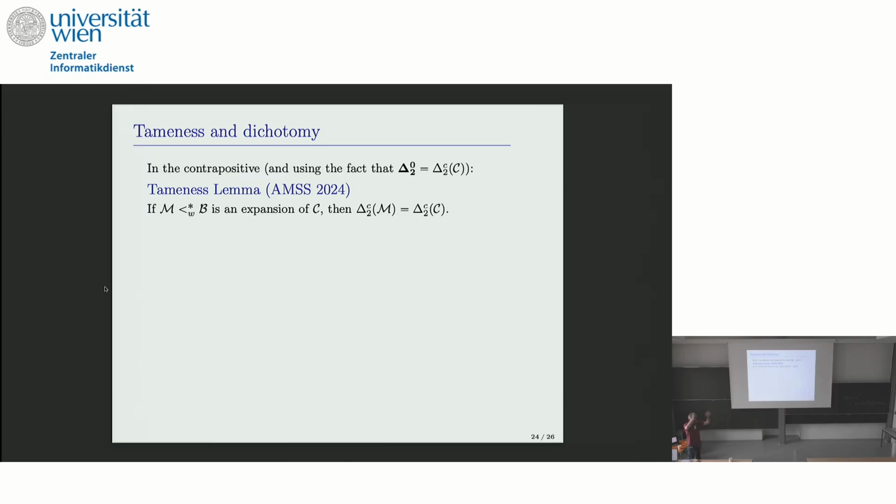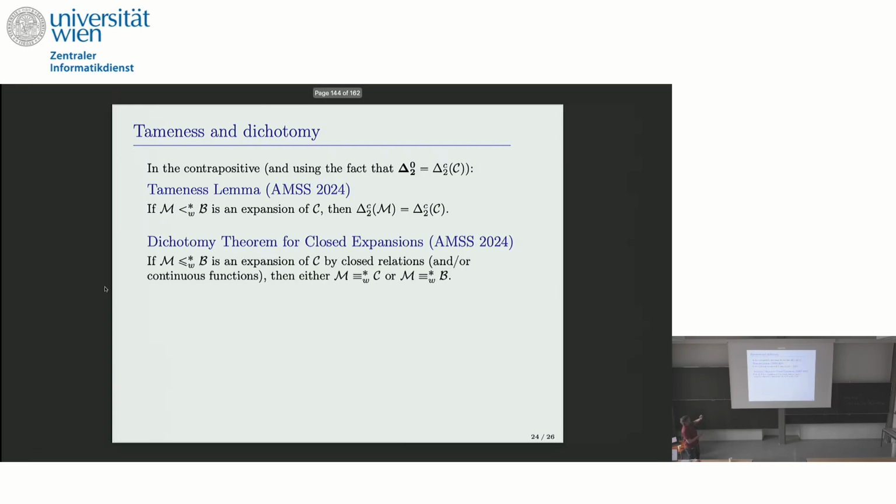Okay, so all of that discussion was just to give me this. Okay. And we did use a tiny little bit of descriptive set theory. This gives us the dichotomy theorem for closed expansions. If M is generic Muchnik reducible to Baire space and an expansion of Cantor space by closed or continuous relations or functions, then it's either Cantor space or Baire space in the generic Muchnik degrees.